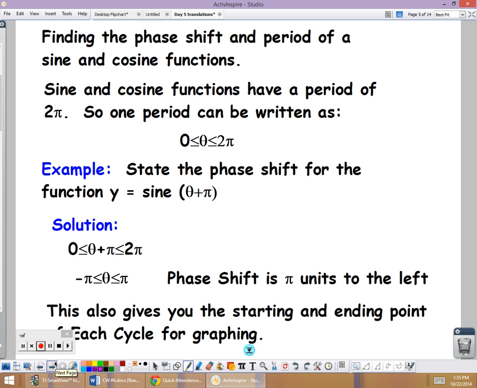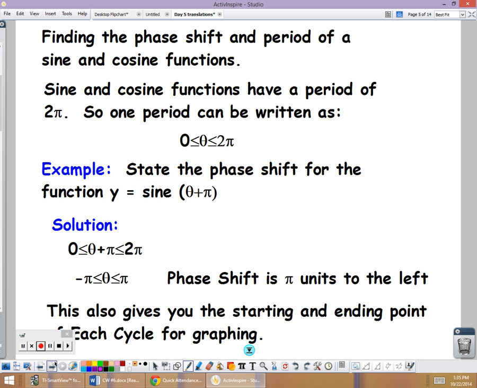Okay, so finding the phase shift and the period of a sine and cosine function. Sine and cosine have a period of 2 pi. Hopefully we're knowing that by now. From 0 to 2 pi, we already know that, right? That is one normal period with no transformations happening. So our normal period starts from 0 and goes to 2 pi.